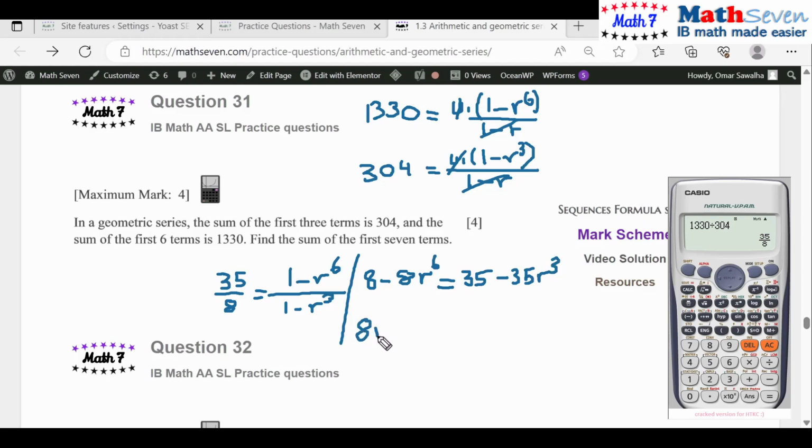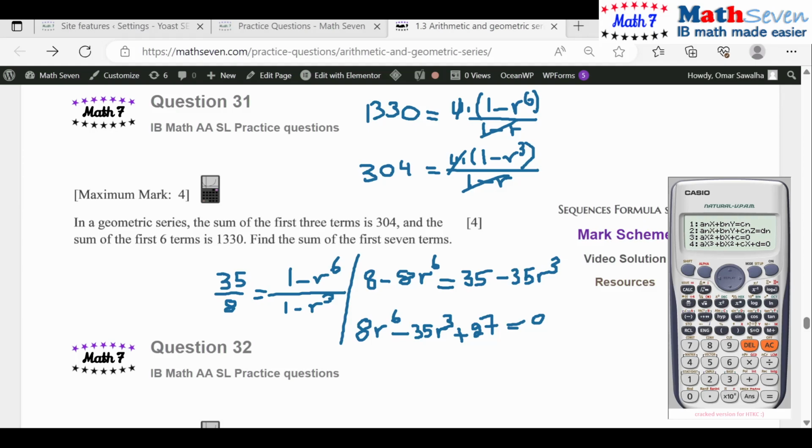That means 8 r to the power of 6 minus 35 r to the power of 3 plus 27 equals 0. Now you can insert this in the calculator and find the value of r. Because it's a graphing calculator, you've got to use the calculator. I'm going to go to equations, and you can assume that r to the power of 3 is x.